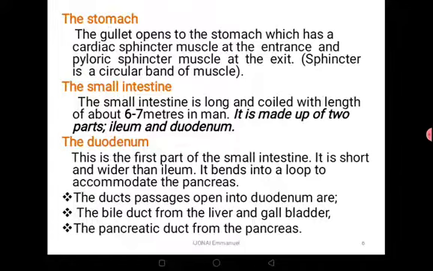There is a duct from the gallbladder, called the bile duct, which brings the bile from the gallbladder to the duodenum. And then we have another duct from the pancreas to the duodenum, called the pancreatic duct, which brings materials from the pancreas, especially the enzymes, to the duodenum, as we shall see later on.